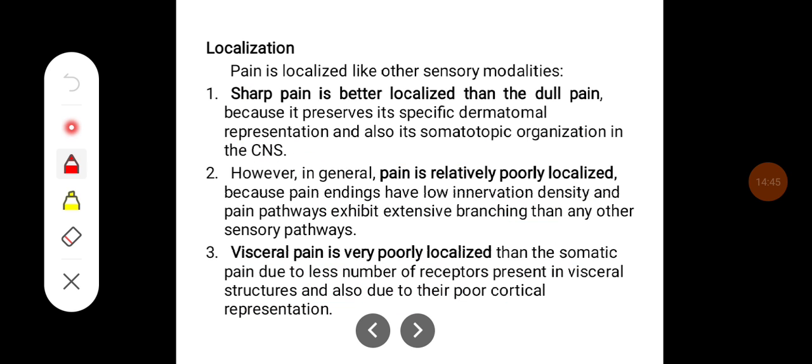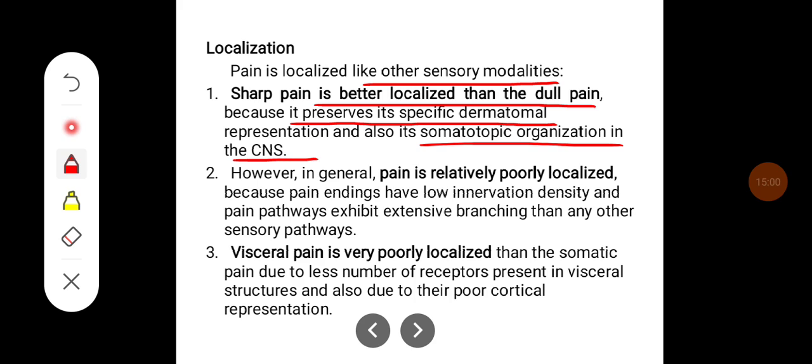The pain is localized like other sensory modalities. Sharp pain is better localized than dull pain because it preserves its specific dermatomal representation and also somatotopic organization in the central nervous system. However, in general, pain is relatively poorly localized because pain endings have low innervation density and pain pathways exhibit more extensive branching than the other sensory pathways.